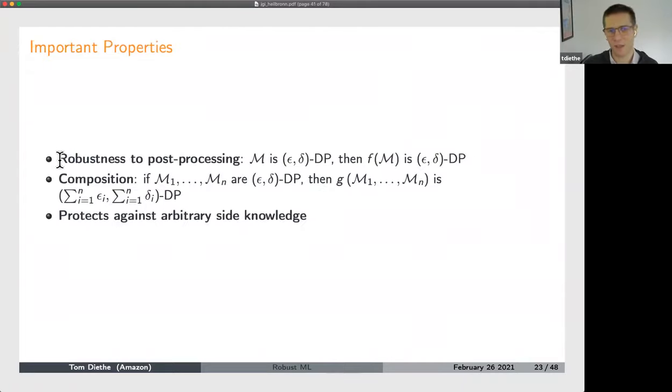Some important properties: we have robustness to post-processing. If you have a differentially private mechanism, then any operation that you apply over the top of that is still at least epsilon-delta differentially private. We have a nice composition property: if we have several differentially private mechanisms, then the combination is just the sum of the epsilons and the sum of the deltas. And probably the most important point is that it protects against arbitrary side knowledge. There's nothing you can do as an adversary by adding in side knowledge that will undo what differential privacy does.